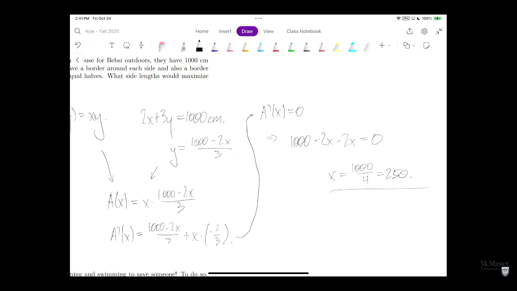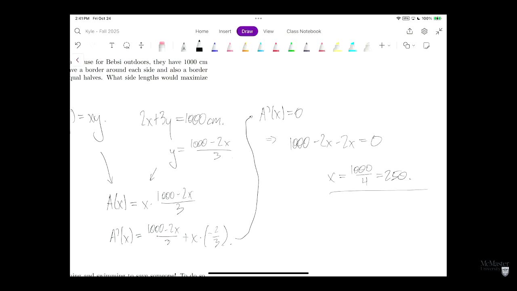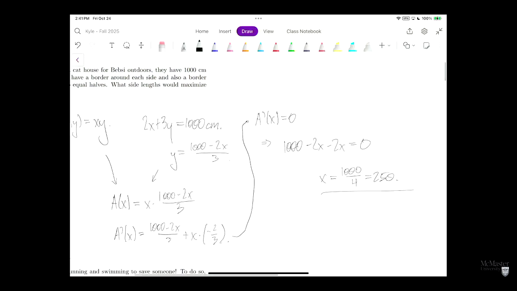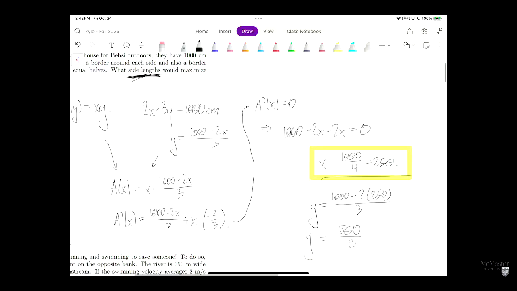So from here, we set our objective function's derivative equal to 0. We solve for x, that gives us 250. So are we done? No, what do we need to find now? Yes, the question asked what side lengths, so we need the other side length. So y is equal to, this is part of our solution, y is equal to 1,000 minus 2 times 250 over 3, which is equal to 500 over 3. And that is our final answer for y.